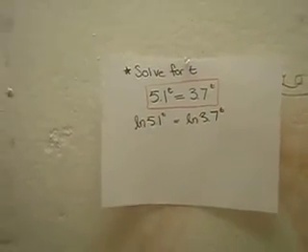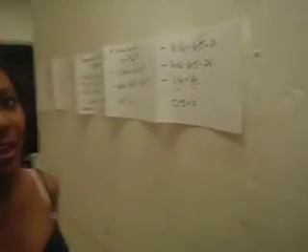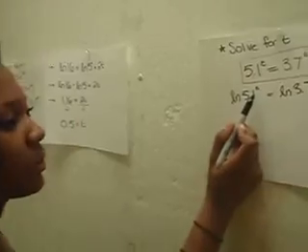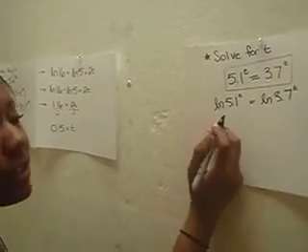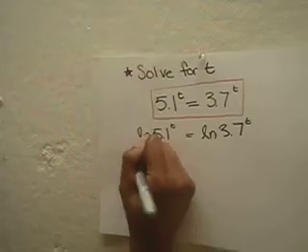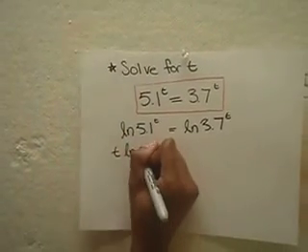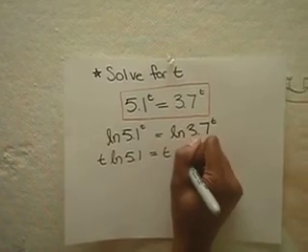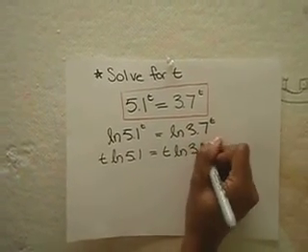Now again, similar to the other equation, you have to follow the properties. And this one, there's a t as the exponent, so you have to bring the t to the front. So now it's t logarithm 5.1 equals t logarithm 3.7.